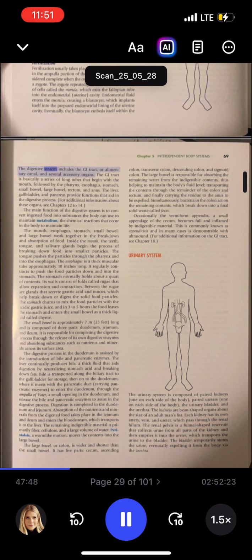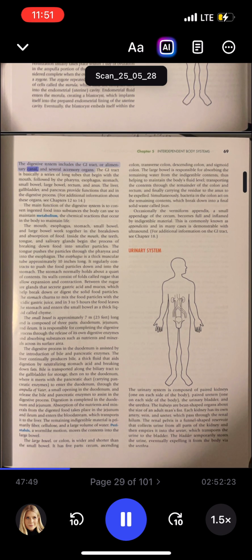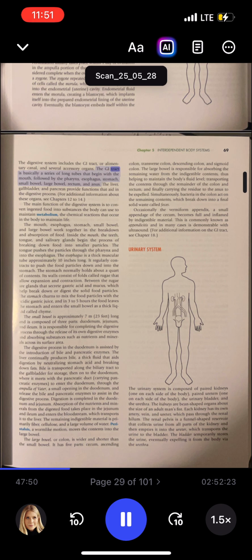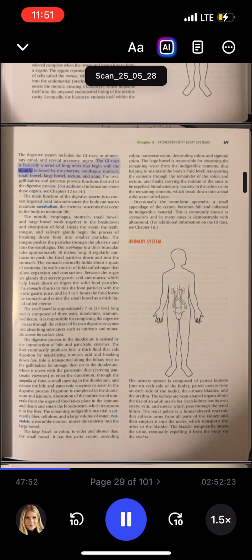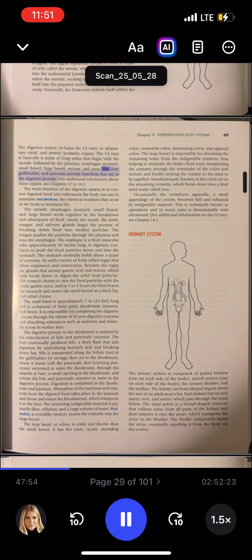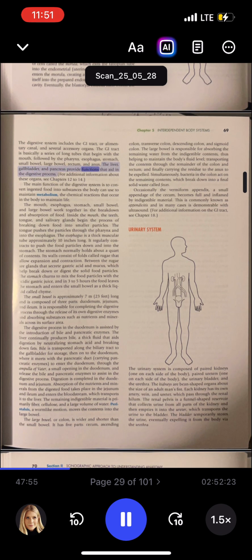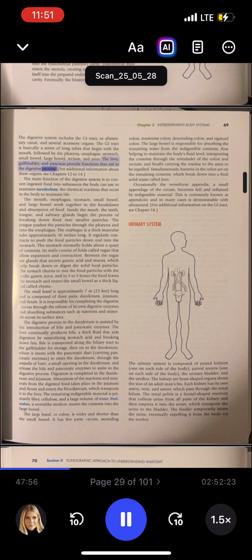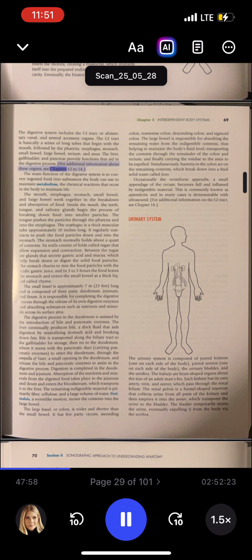Digestive system. The digestive system includes the GI tract, or alimentary canal, and several accessory organs. The GI tract is basically a series of long tubes that begin with the mouth, followed by the pharynx, esophagus, stomach, small bowel, large bowel, rectum, and anus. The liver, gallbladder, and pancreas provide functions that aid in the digestive process. For additional information about these organs, see chapters 12 to 14.